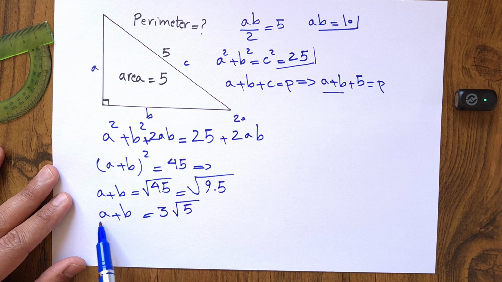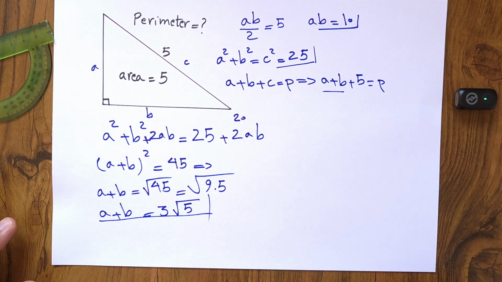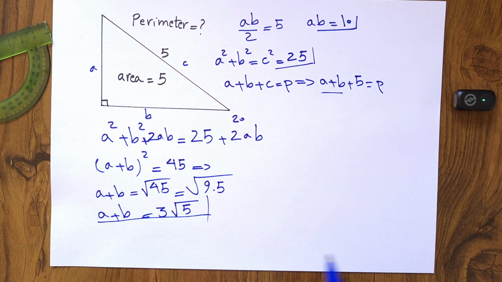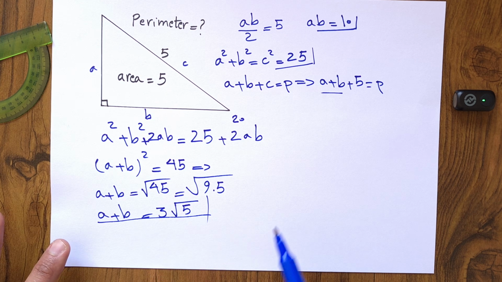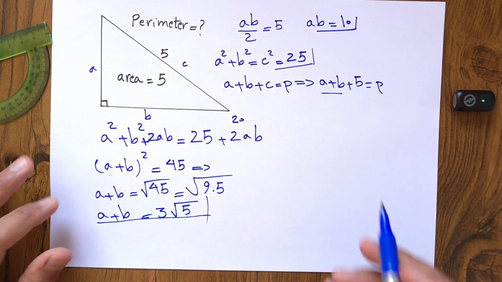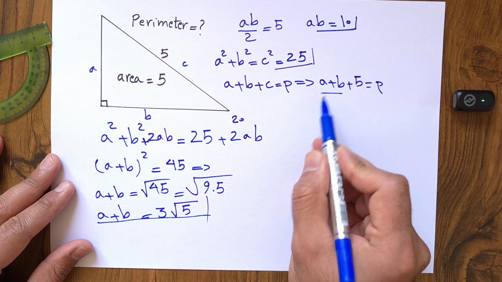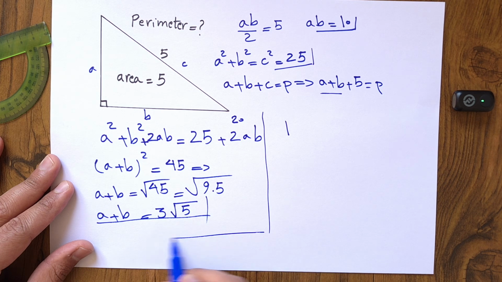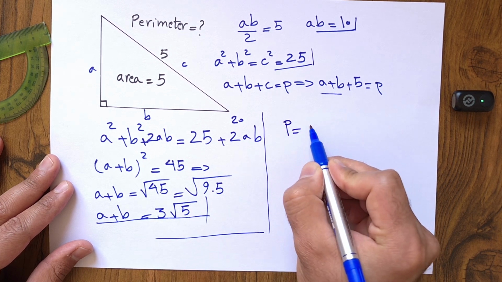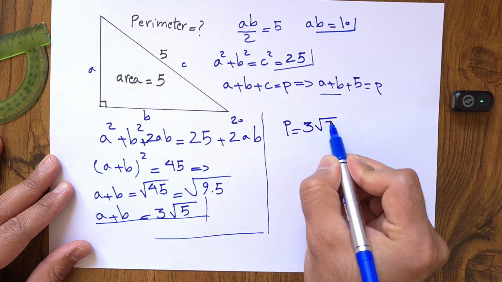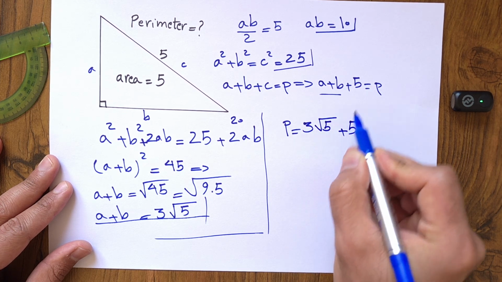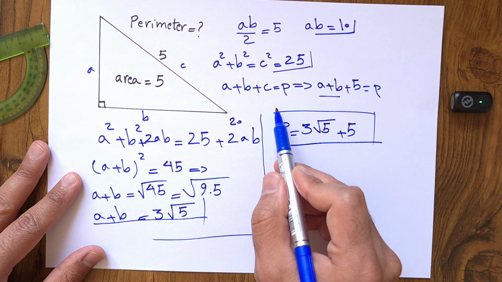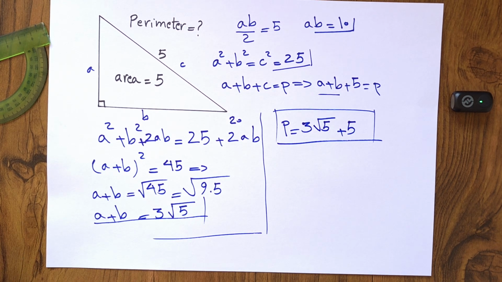Okay, so we found it, right? This is kind of the final one, we just need one more step to calculate it. But in this case, we didn't have to find the values of A and B separately. We just found the sum of them. So let's substitute here, and that's the final answer. A plus B is 3 root 5. So the perimeter equals A plus B, which is 3 root 5, plus 5, which was the hypotenuse. And that's the final answer, and there is no way to simplify that further.